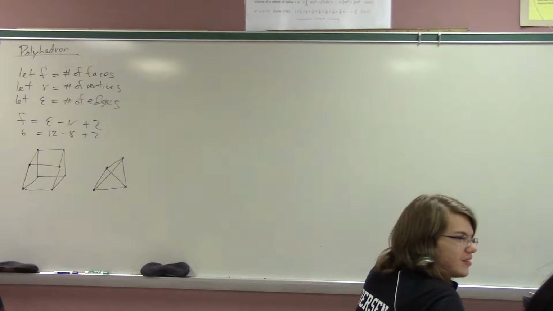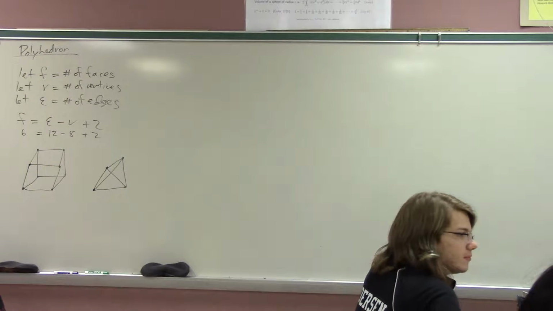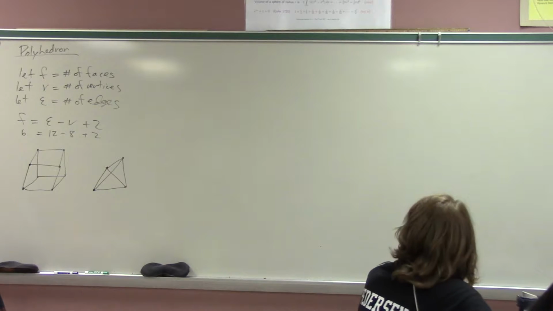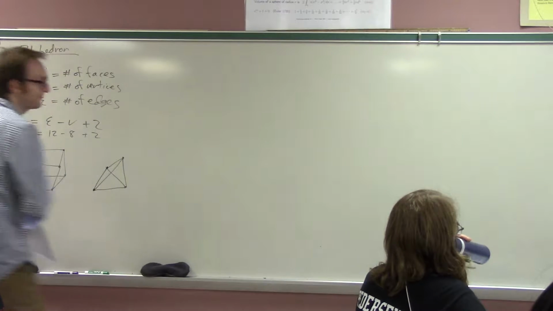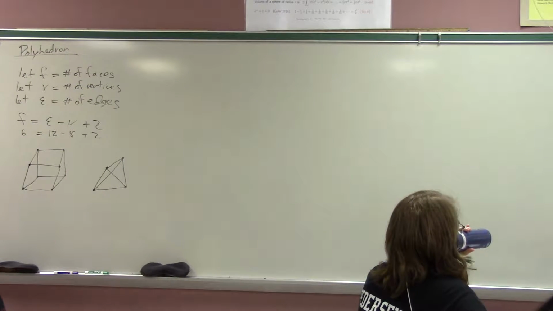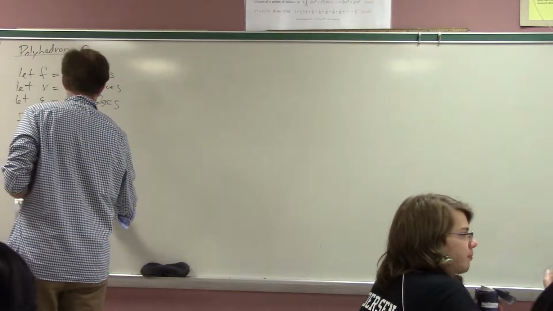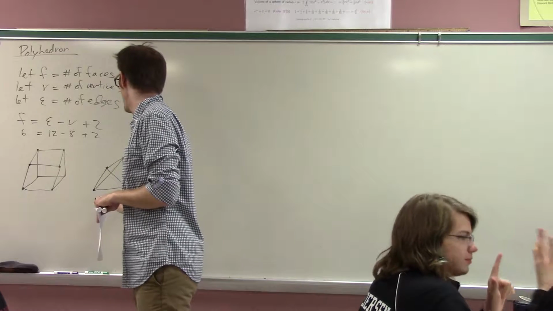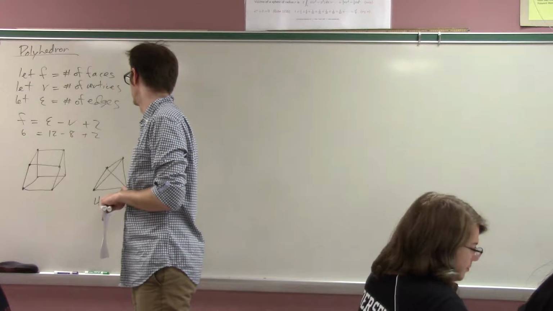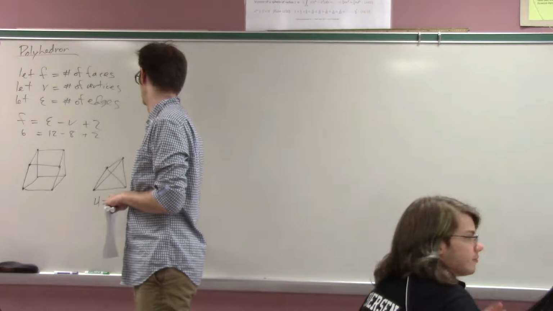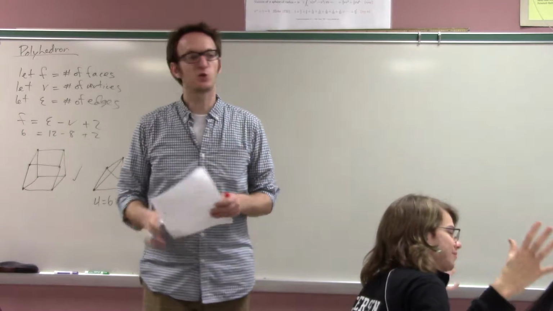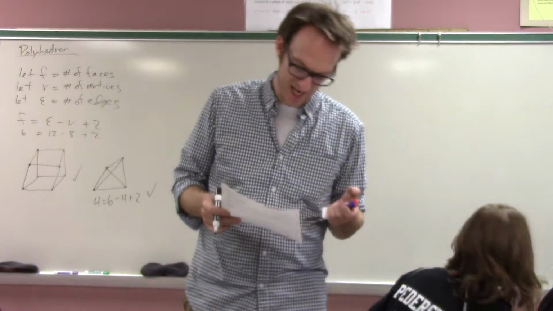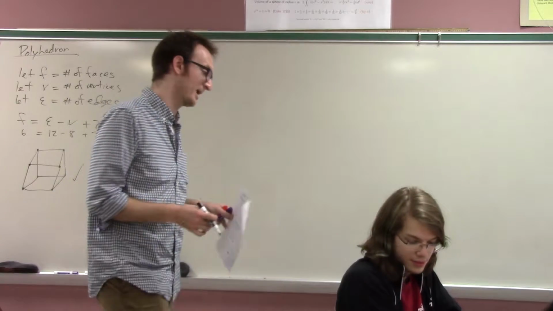Okay, take a tetrahedron. How many vertices? 4. First of all, how many faces? 4 faces. How many edges? 6. How many vertices? 4. Okay, and this is true even with really complicated stuff.